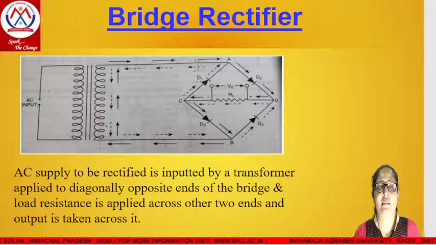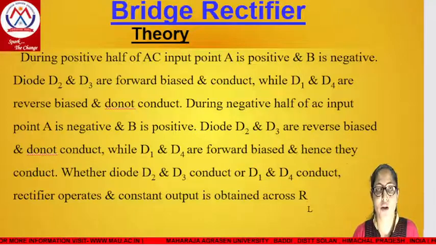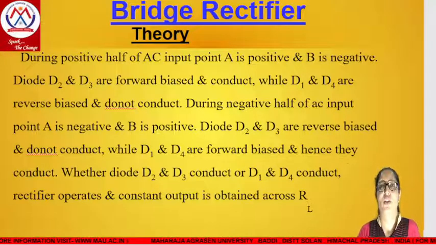So the AC supply, which is to be rectified, is input to the transformer and is applied to the diagonally opposite ends of the bridge, and the load resistance is connected across the other two ends and output is taken across it. So in the theory we have, during the positive half cycle of AC input, point A is positive and point B is negative.